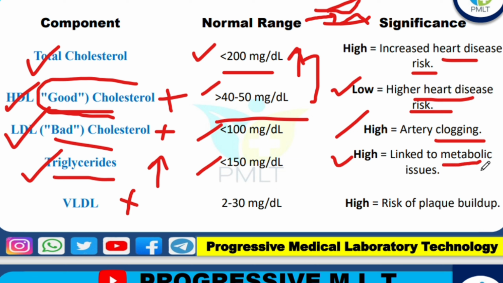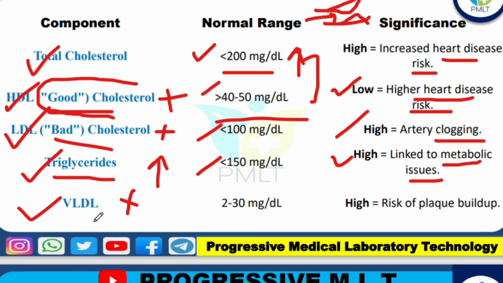If it's high, it can be linked with metabolic issues. Metabolic issue means the digestion will not work properly, the metabolism will not happen, and the breakdown of food will not happen. That is the metabolism. Okay, after that, VLDL, that is very low density lipoprotein.